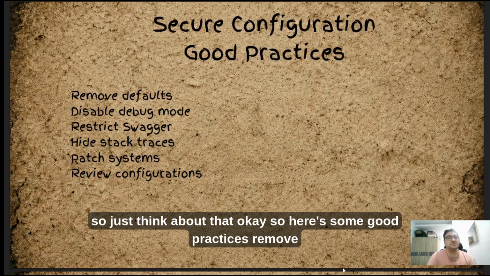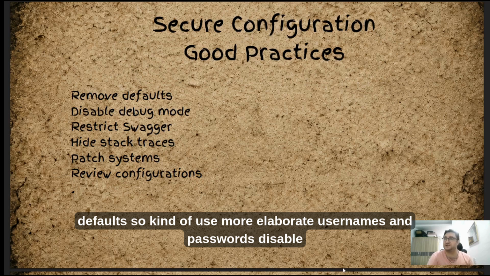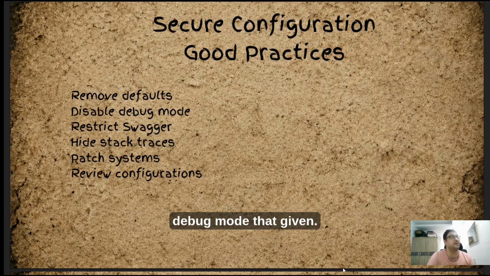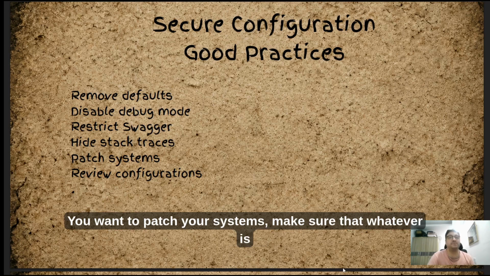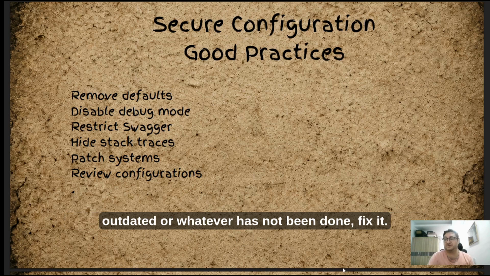Okay, so here's some good practices. Remove defaults, so kind of use more elaborate usernames and passwords. Disable debug mode, that should be a given. Obviously, you should hide the Swagger file. Hide stack traces, you don't want to deal with that. You want to patch your systems, make sure that whatever is outdated or whatever has not been done, fix it. And of course, review your configurations. I think it takes just a little bit of extra time to check before you move to production.